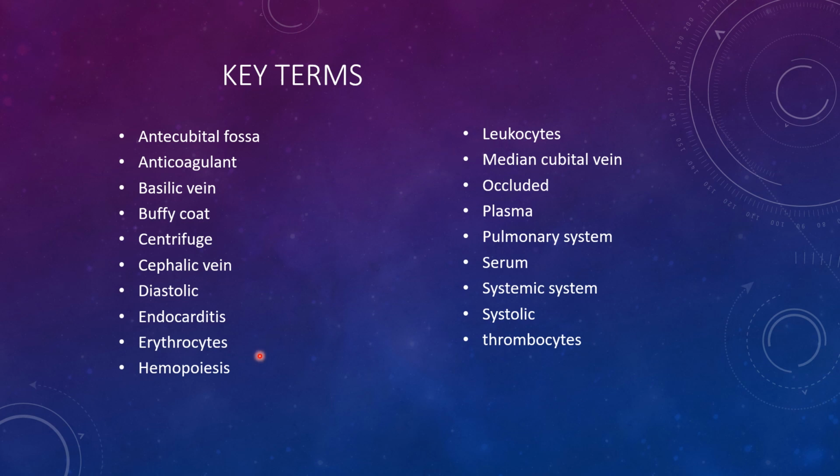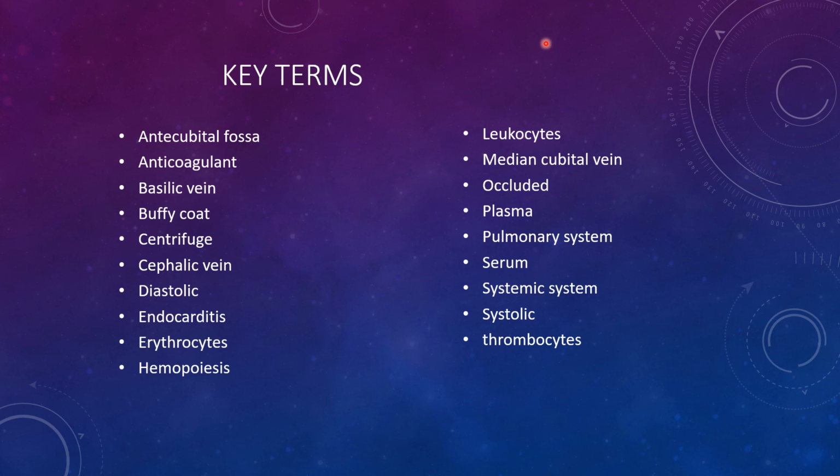Earlier, erythrocytes, that is your red blood cells. Leukocytes, that is your white blood cells. Next is the median cubital vein. This is the third vein located in your antecubital fossa and the most preferred vein when it comes to blood extraction. You will know later on why it became the best vein for your extraction.